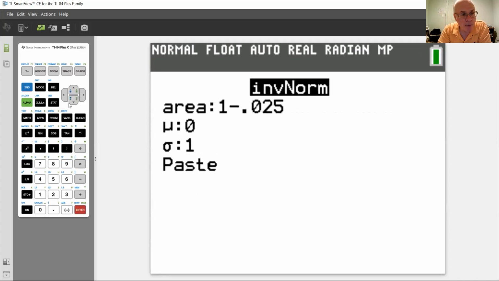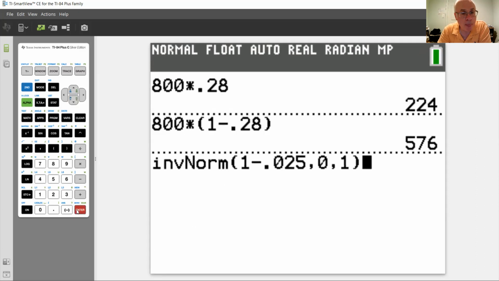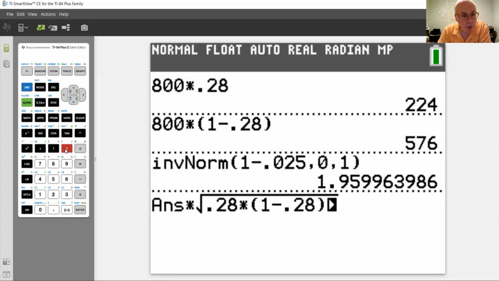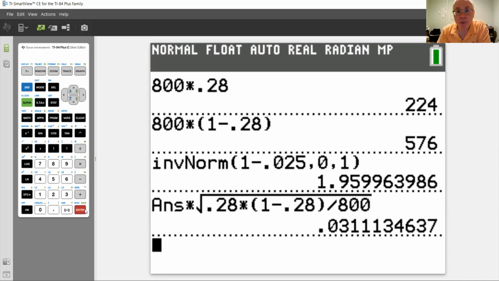Once again, we know that the area to the left of the positive Z, that's the right endpoint of the 95% confidence interval, that Z is going to be 1.96, but we'll verify it. There it is. Then we're going to multiply that by the standard error, which is going to be the square root of p hat, which is 0.28, times 1 minus p hat, 1 minus 0.28, and we're going to divide that by the sample size, 800 people in the survey. Hit enter, and this is going to be our margin of error.